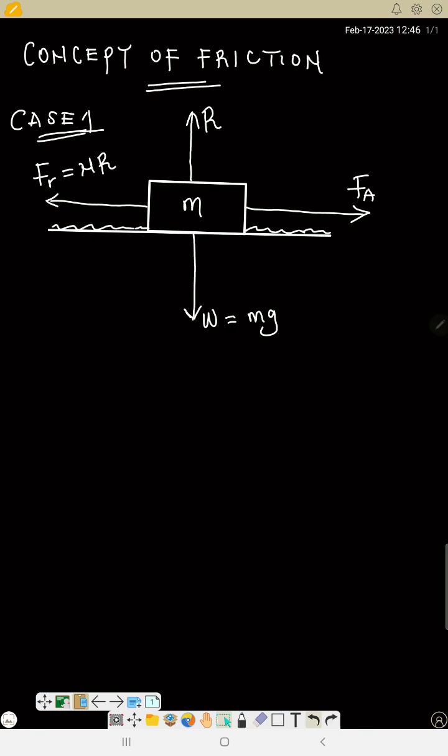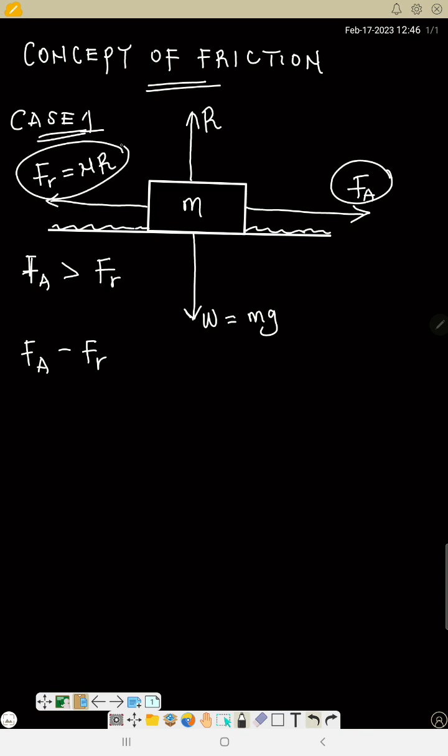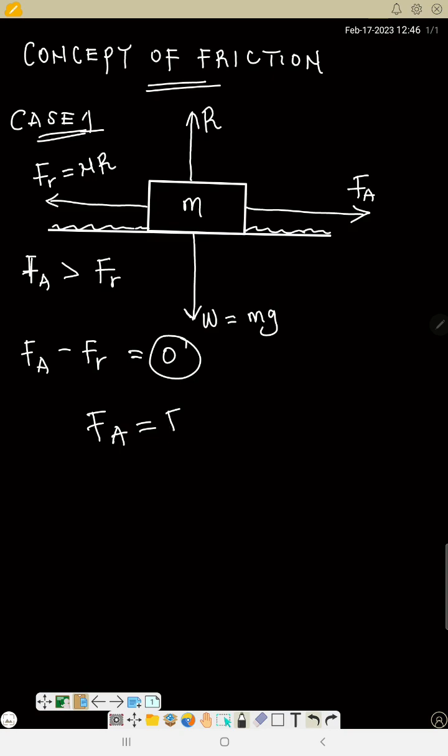If there is acceleration, what will happen? It means the applied force is now greater than the frictional force. But if there is no acceleration, it means Fa minus Fr, that is, my applied force must have been greater than the frictional force because the object moved. And if the object does not move, it means Fa minus Fr is equal to 0. Meaning if the object does not move, then there is no acceleration. Fa minus Fr is 0, and that is how Fa is equal to Fr.